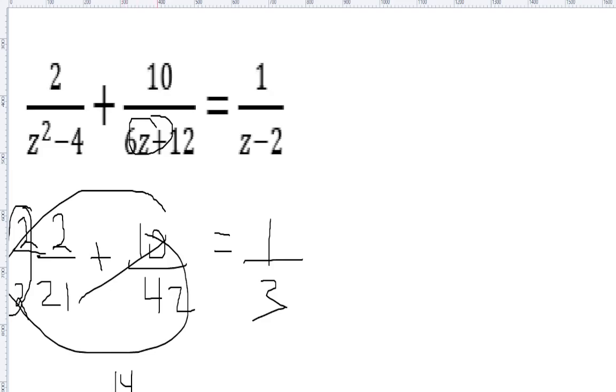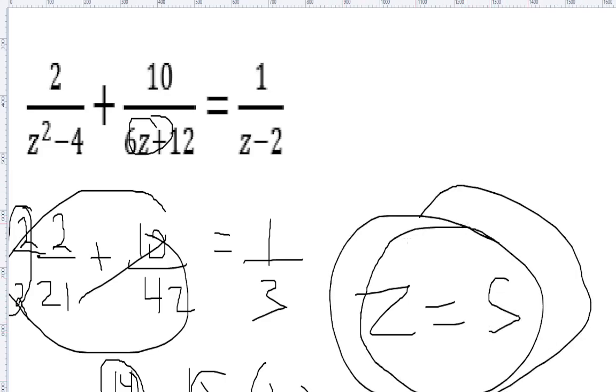And I can tell you that this can be divided by 14. When I divide it by 14, I get 1. And this can be divided by 14. When I divide it by 14, I get 3. And I can see left side is equal to right side. Therefore, the answer is correct. Z is equal to 5.